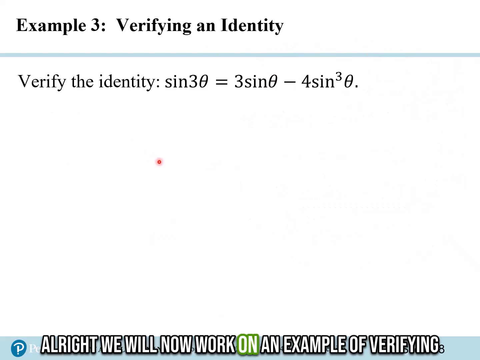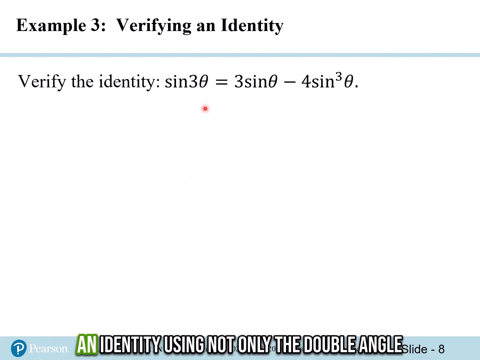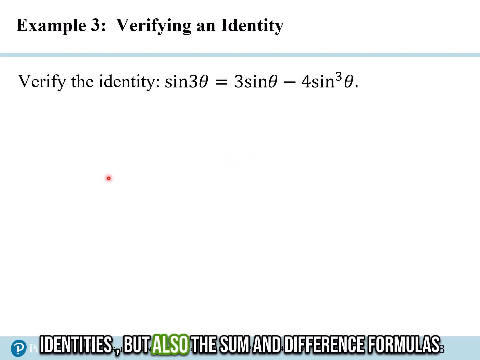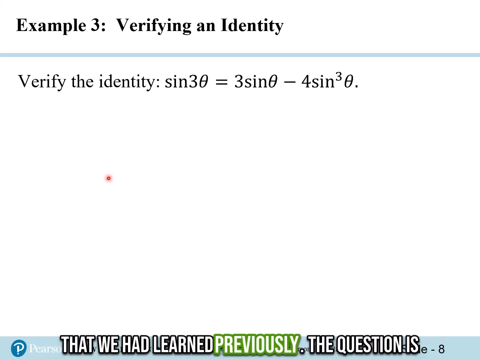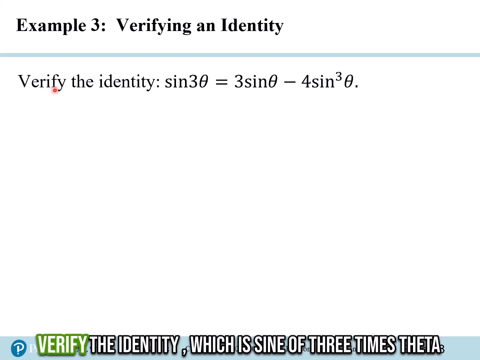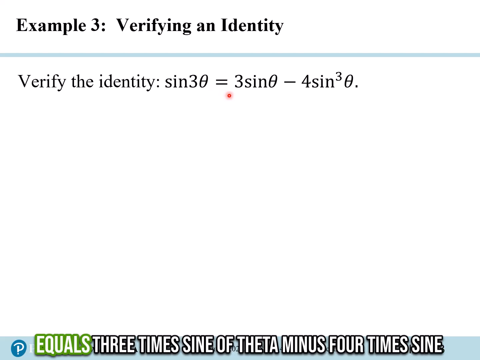Alright, we will now work on an example of verifying an identity using not only the double angle identities but also the sum and difference formulas that we had learnt previously. The question is, verify the identity which is sine of 3 times theta equals 3 times sine of theta minus 4 times sine cubed theta.